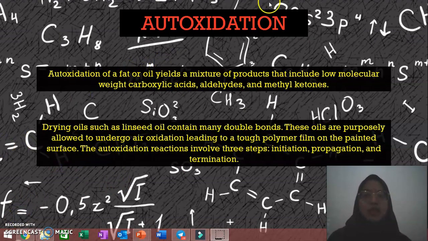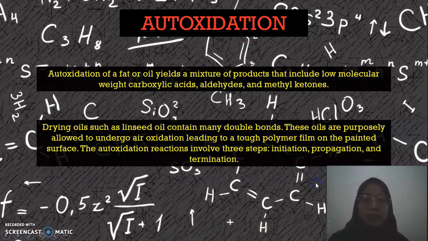Okay, so the last one in chemical properties of glyceride is autooxidation. So what is autooxidation? Autooxidation is any oxidation that occurs in the presence of oxygen. So the term is usually used to describe the degradation of organic compounds in the air as the source of oxygen.